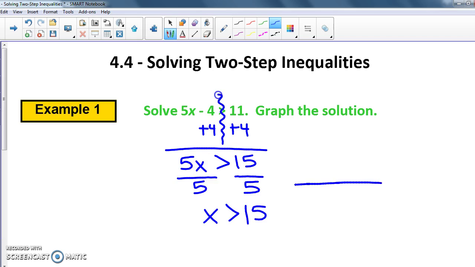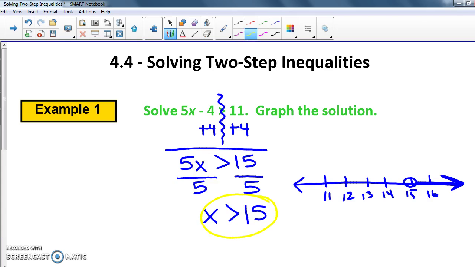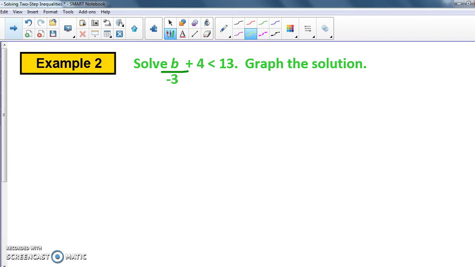And then if I go ahead and put that on a number line, you don't need this many numbers, but I'm just being thorough. So we'll have an open circle, right? And then it's greater than, so it's going to go this way. Okay, so that should be your answer. Remember, in order to get credit, you need to put the answer, which is right here, and the graph, which is right here. All right, so let's take a look at another example.